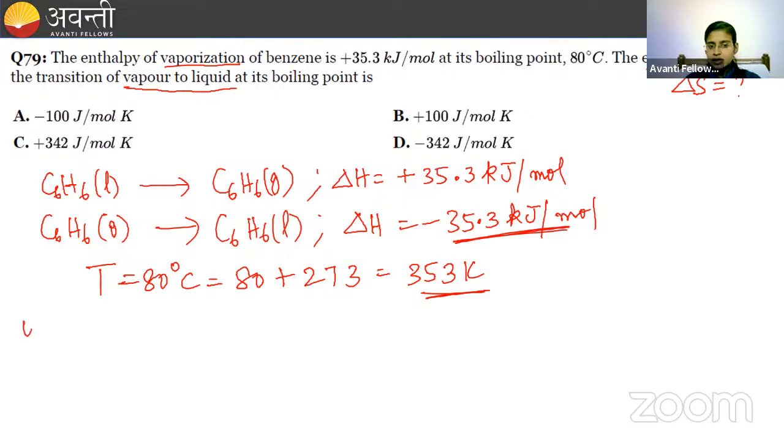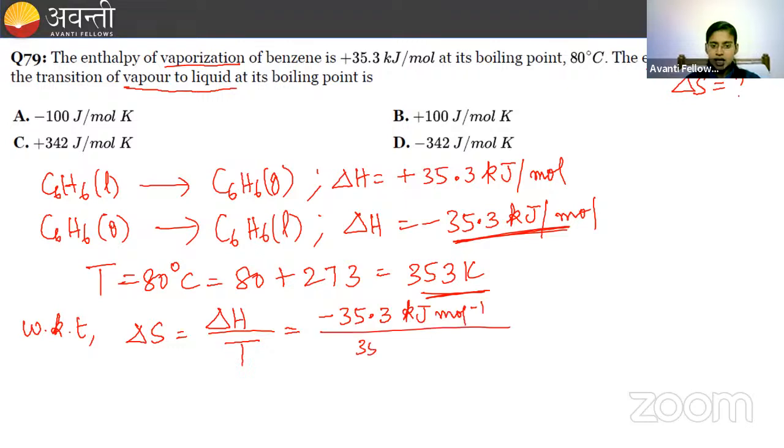We know that delta S is equal to delta H divided by T. Right? This is the formula. So substitute the values: minus 35.3 kilojoule per mole divided by the temperature, 353 Kelvin. So it is equal to minus 0.1 kilojoule per mole per Kelvin.